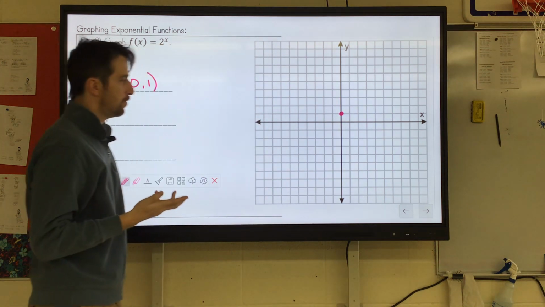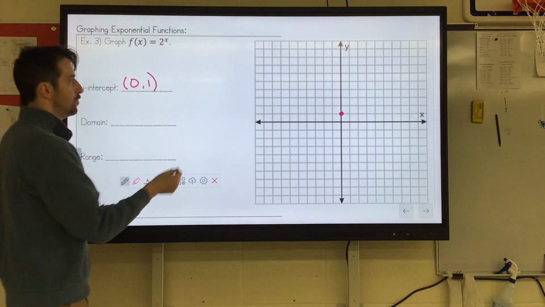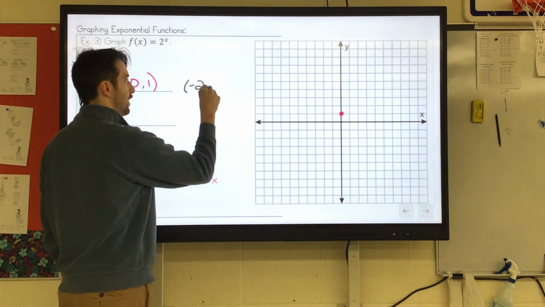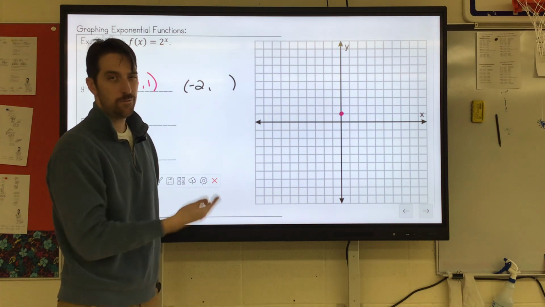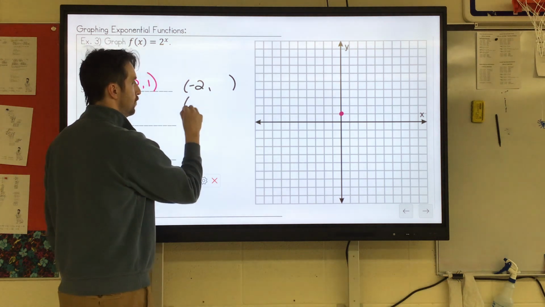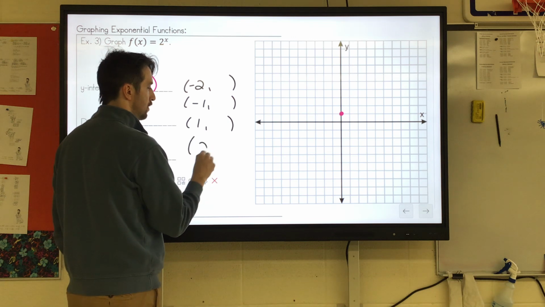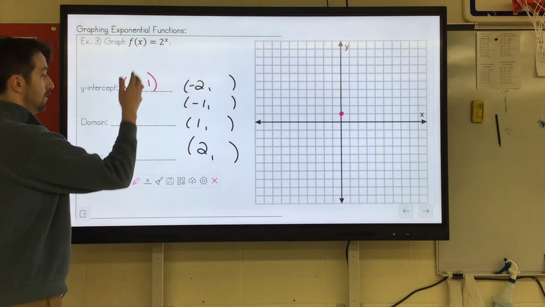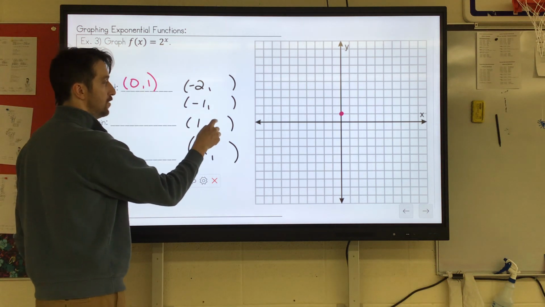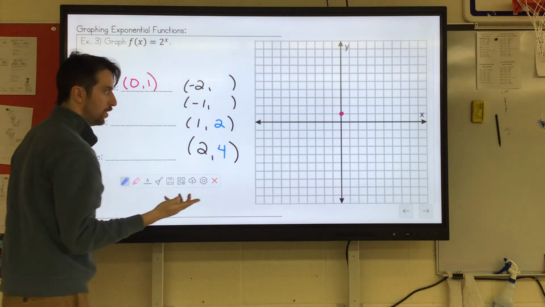We're going to need some other numbers. So you could create a full table, or let's just pick some numbers to put in for x. And again, I always pick -2, -1, 0, 1, 2. We already know what it is for 0. But we're going to try these. Now some of these we could easily do in our head. If you did 2 to the first power, it's 2. 2 to the second power is 4.